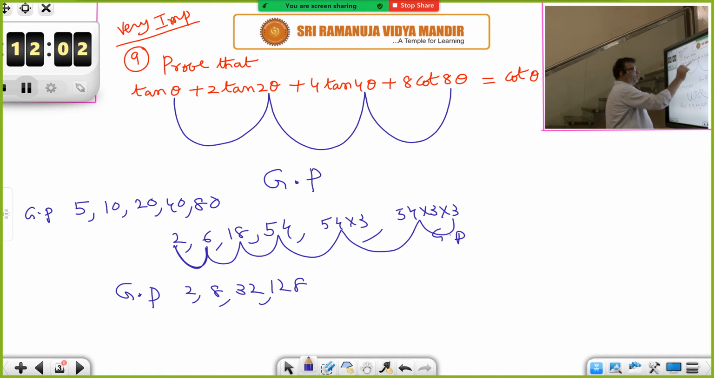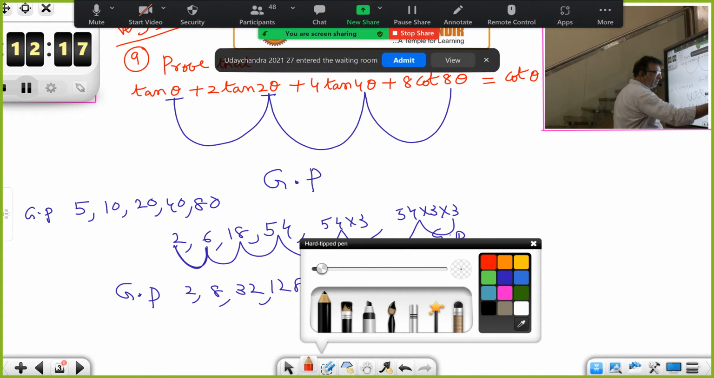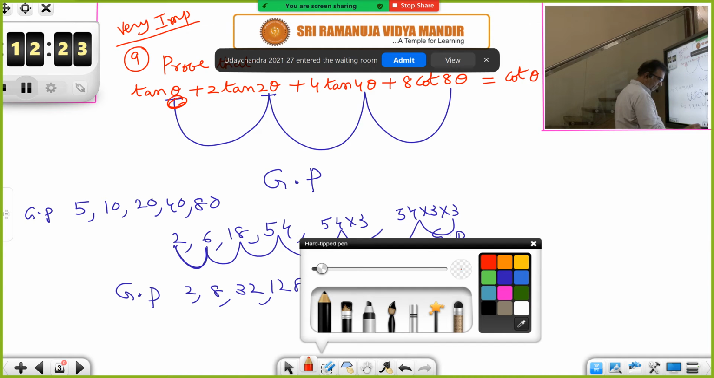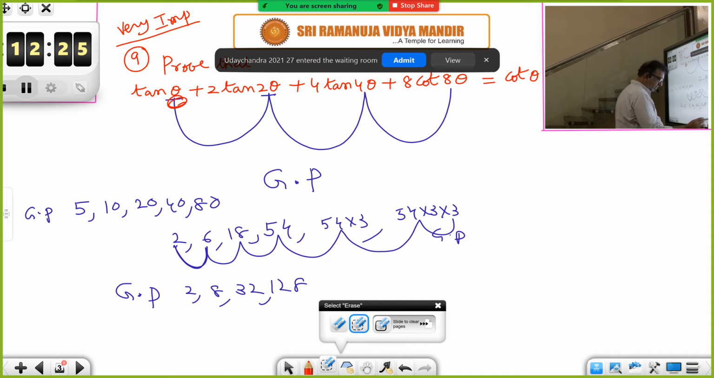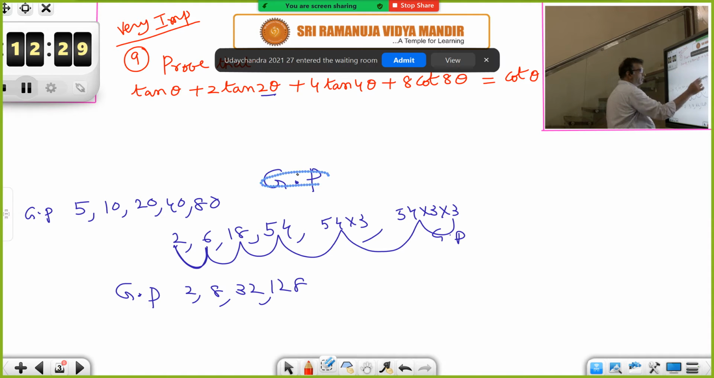Are they in geometric progression or not? Come on, angles. Theta into 2, 2 theta into 2, 4 theta into 2, 8 theta. So that is the correct comment. Not multiples of 2. Multiples of 2 is not the correct comment. So okay, they are in geometric progression.